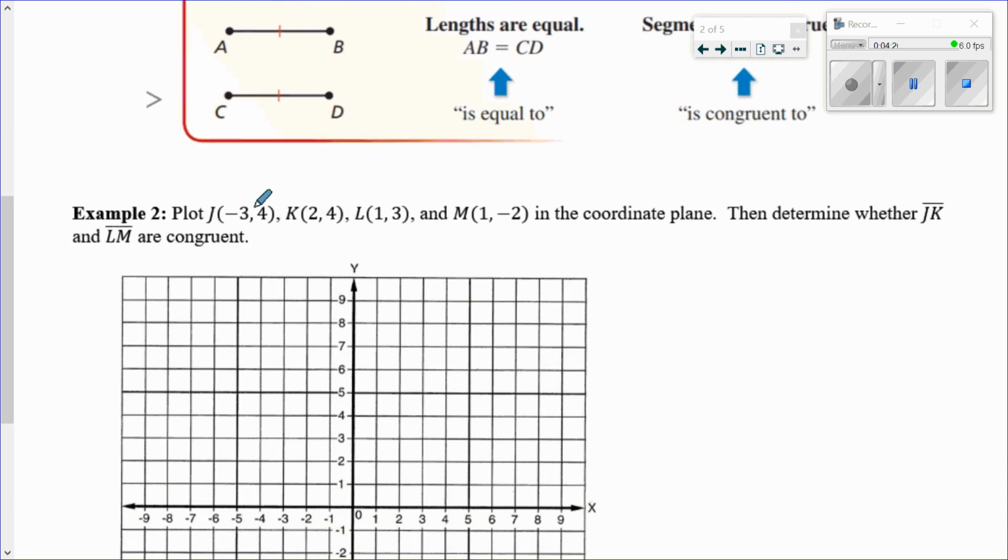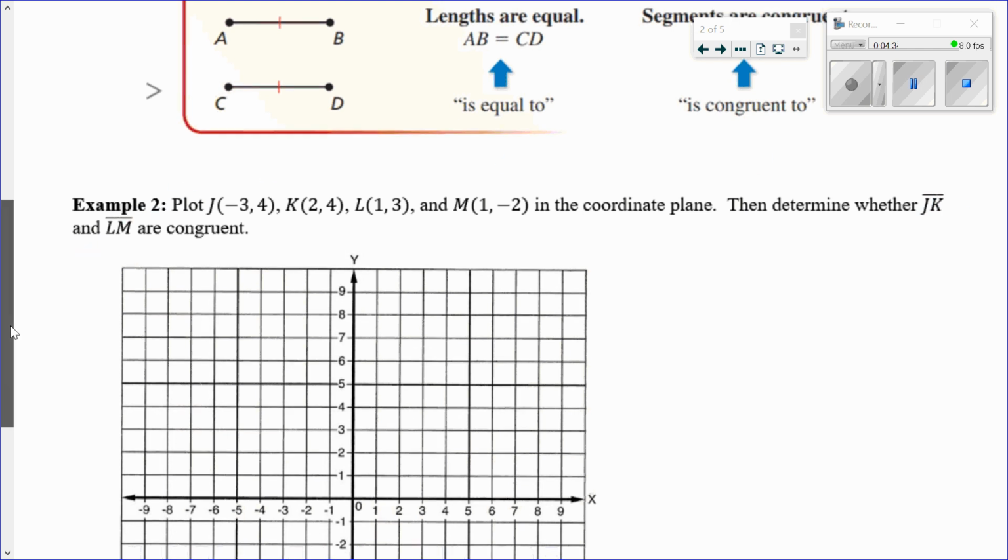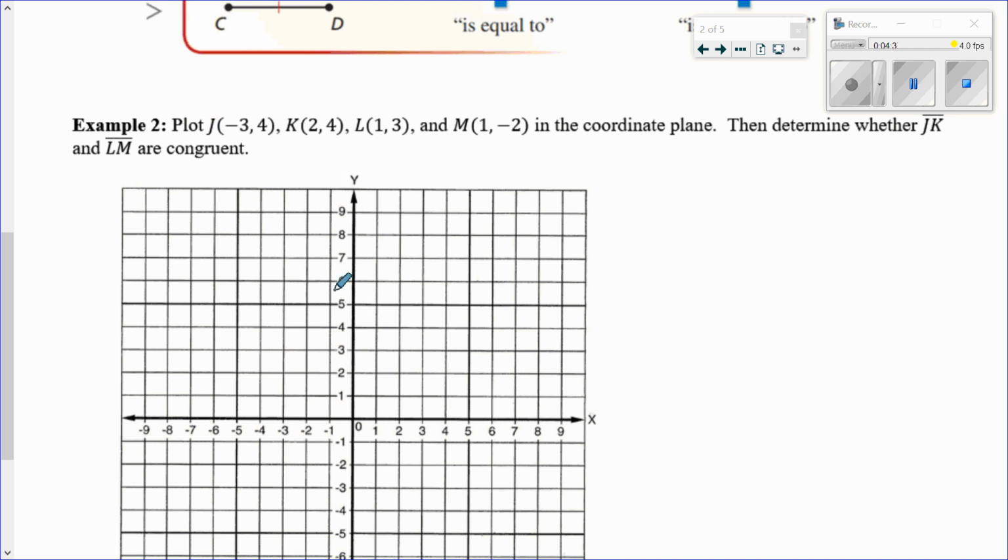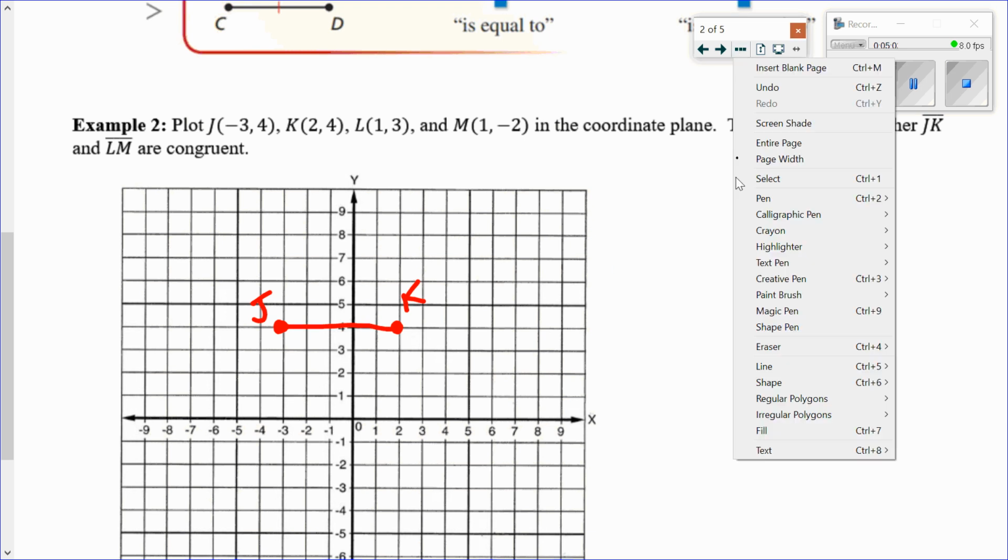So this is example 2. We're plotting the 4 points on the coordinate plane, and we're going to determine whether line segment JK is congruent to LM. Okay, so J is (-3, 4). Remember, we always do our X and then our Y values. So I'm going over -3, up 4. Okay, I'm going to put J. And the other one, K, is (2, 4). I'm going to connect them to make one whole line, and then I'll use a different color.